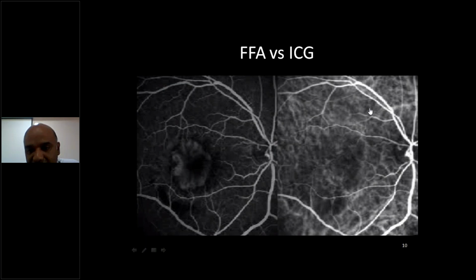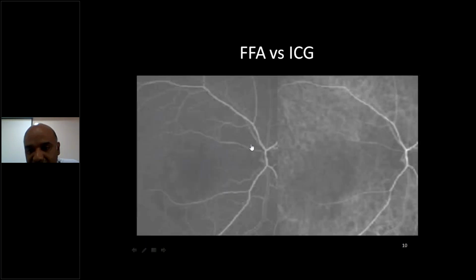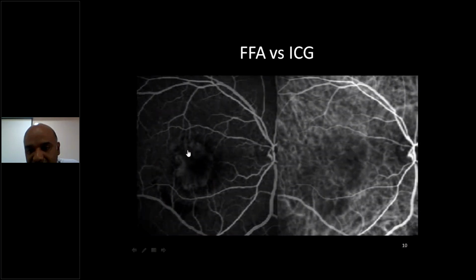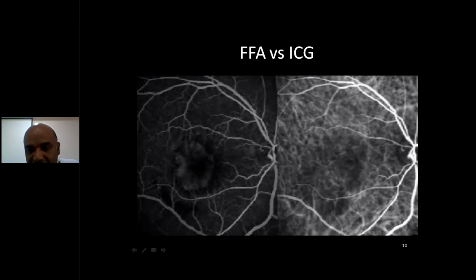Here you can see the deeper layers are very clearly seen. Apart from the main blood vessels, the deeper layers are very clearly seen. You can see here in this particular picture of FFA. Now this is an example of classic CNVM, or classic central neovascular membrane, or it is called wet AMD, where you can see leaking around the fovea and new blood vessels forming. When you examine the ICG, a lot of new blood vessels are seen in this particular region. So this is the advantage of performing a fundus fluorescein angiography or indocyanine green angiography.